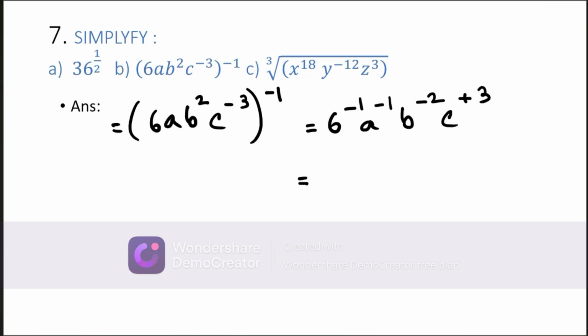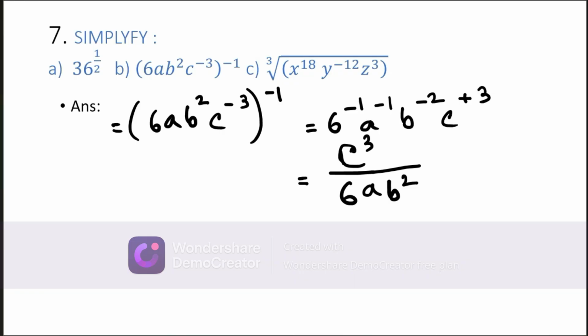So 6 to the power minus 1 is 1 by 6. a to the power minus 1 is 1 by a. b to the power minus 2 is 1 by b square in positive exponent form. And c cube. So this is the answer. c cube is in positive exponent form, so I need not change c cube, but 6 to the power minus 1, a to the power minus 1 and b to the power minus 2 are in negative exponent form. So I just change them into positive exponent form. So the answer is c cube by 6ab square.